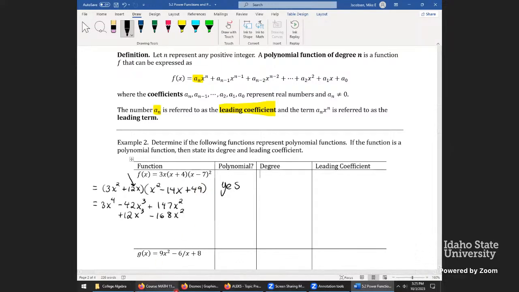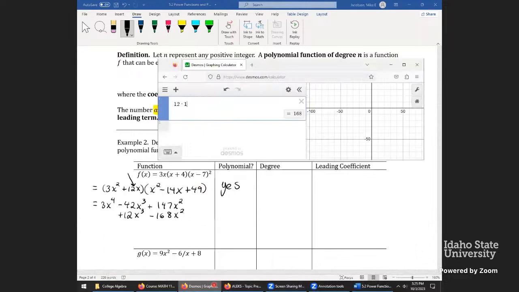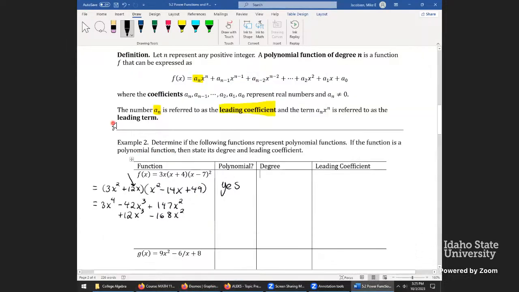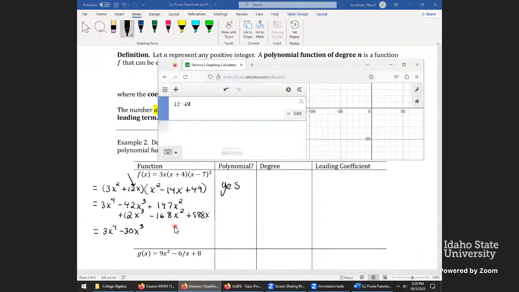And even bigger numbers, geez, we need 12 by 49. That comes out as 588. So plus 588x. Now we're almost there. This turns into 3x power 4 minus 30 x cubed. And oh geez, 147 minus 168. That sounds like a calculator job, unless someone has it. Let me throw it in here so we don't have to work too hard.